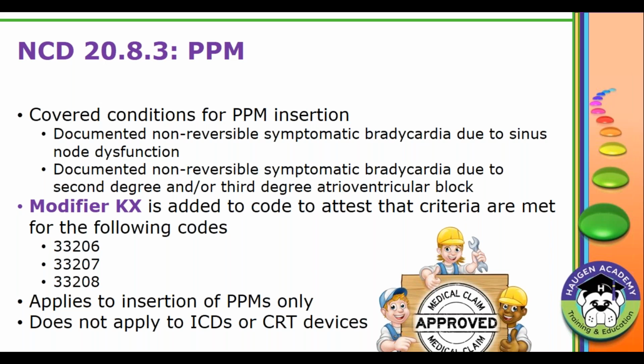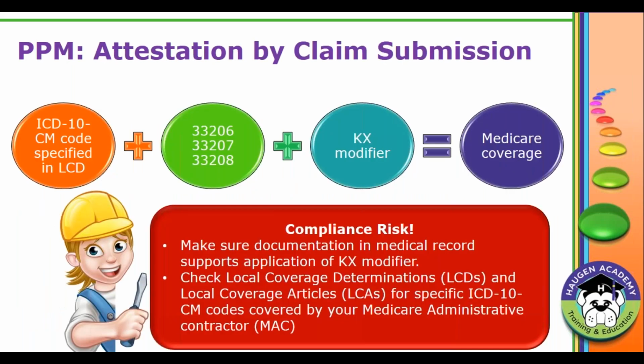If one of these 2 conditions is documented, when you put in a new pacemaker, and this refers only to pacemakers, not ICDs, then you add the KX modifier, and that is an attestation saying that this patient meets Medicare criteria. It only applies to 3 codes, 33206, 33207, and 33208 for initial insertion of a complete pacemaker system. It does not apply to ICDs, and it does not apply to CRTs. So again, it's an attestation by claim submission, and the way it works is your ICD-10-CM code, which is listed in your local payer policies, plus one of these 3 CPT codes with the KX modifier equals Medicare coverage.